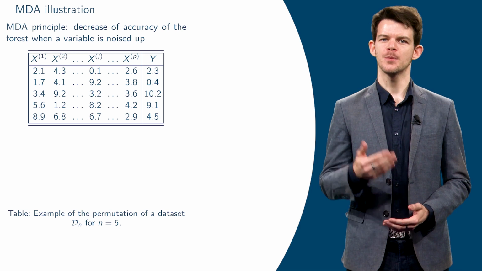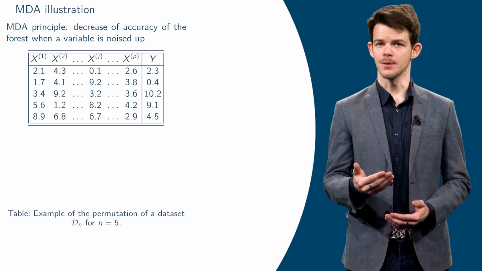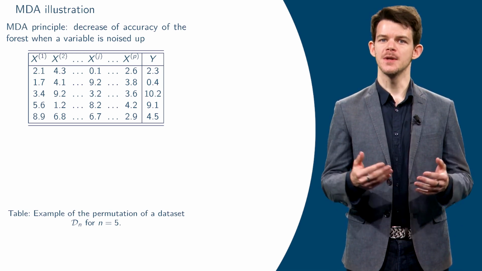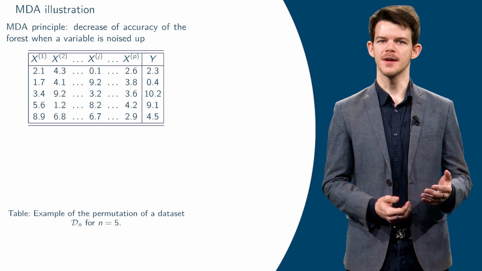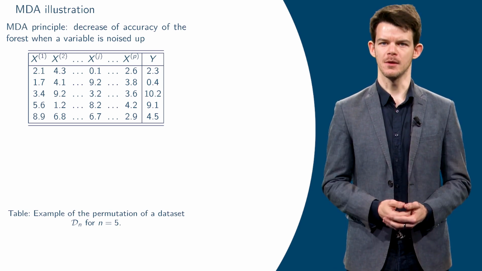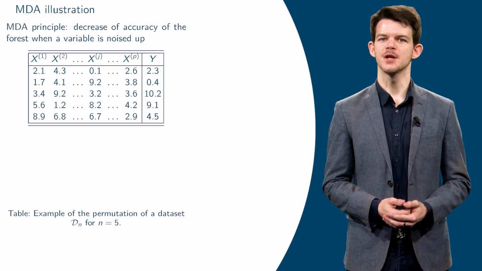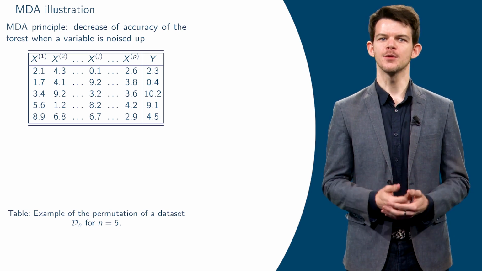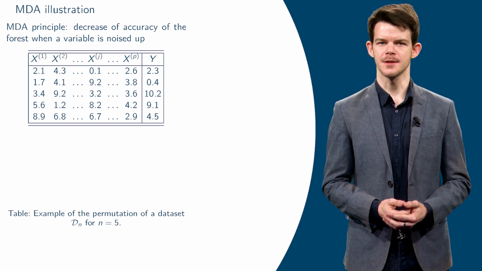We will now see the calculation of the other variable importance measure used in random forests, the MDA, mean decrease in accuracy. The principle of the MDA is as follows. We want to evaluate the decrease in predictive performance of a forest when we noise up a variable. To illustrate the calculation of the MDA, let us suppose that a random forest has already been trained.